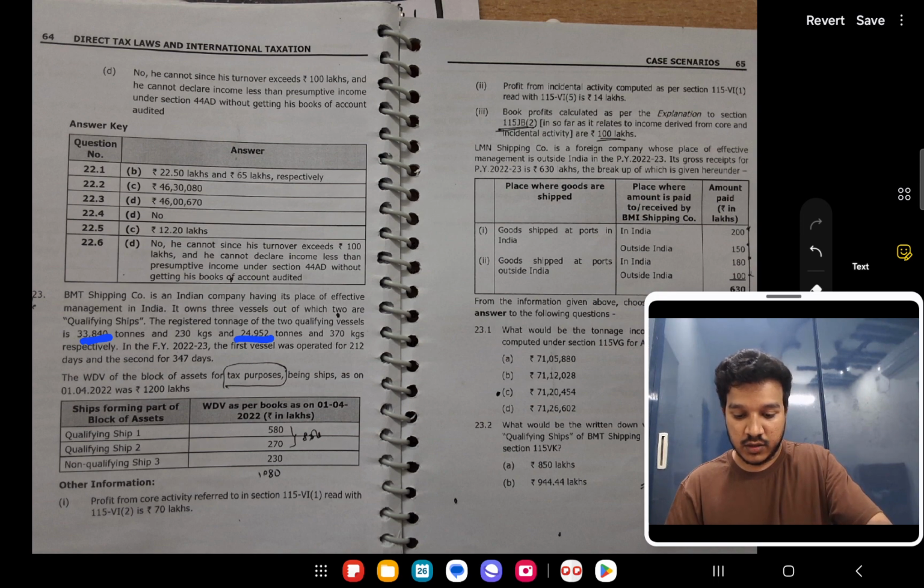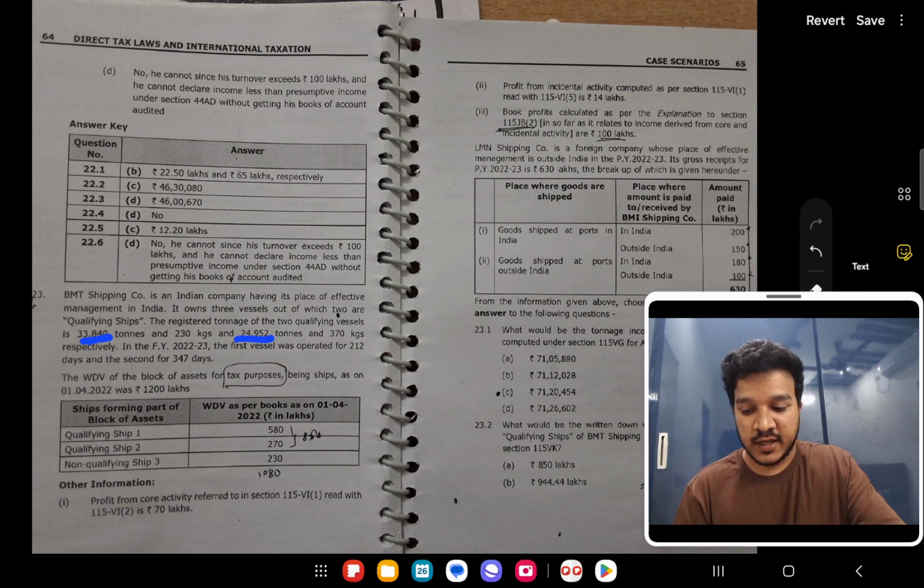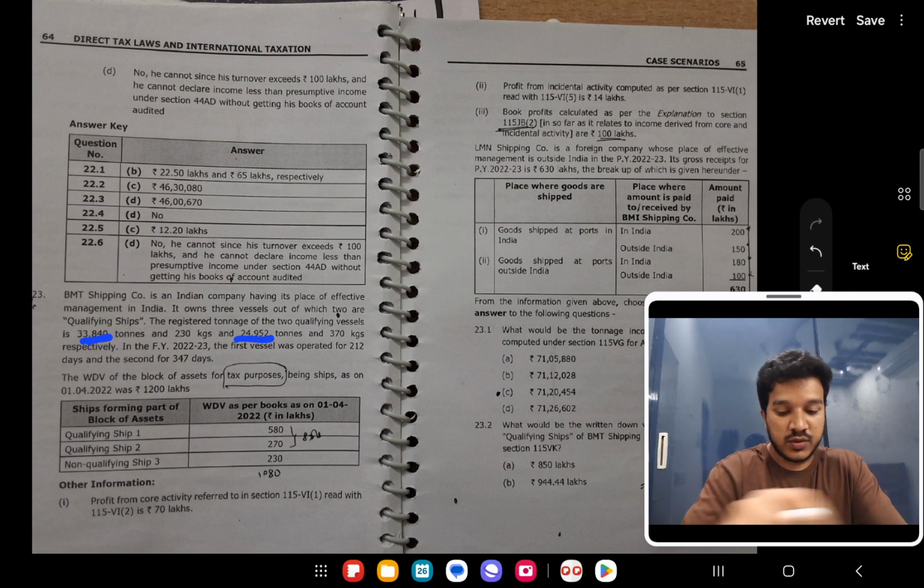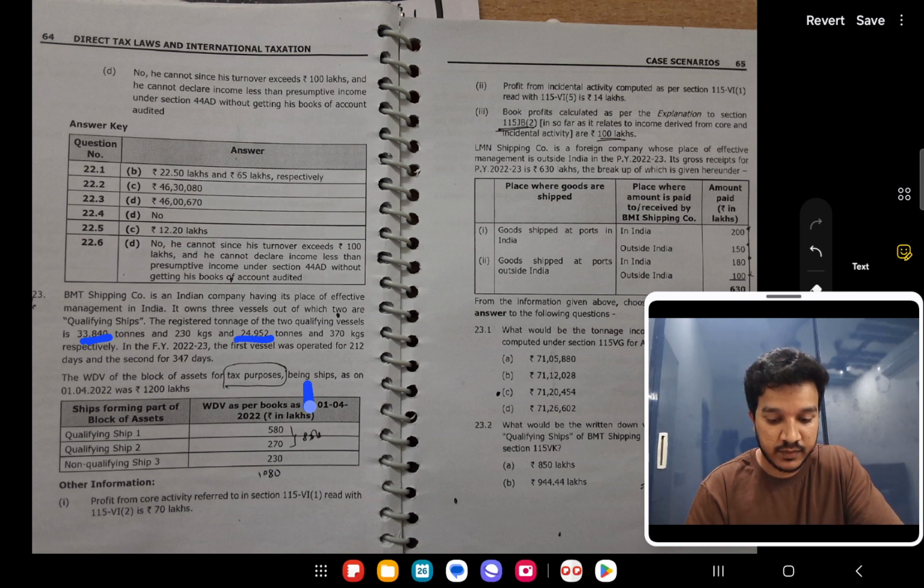So if you see it here now, this is an ICAI case scenario 23. Earlier we used to have that booklet, so from that. So here he has given two, he's saying that there are two qualifying ships, और उसका weight भी दे दिया 33,840 and then 24,952 tons and then the number of days that is operated, 212 and then 347.